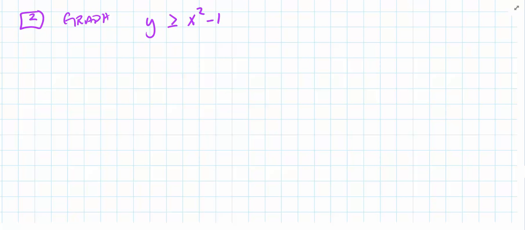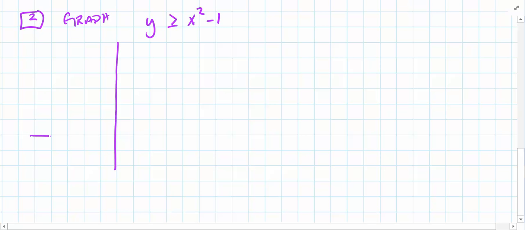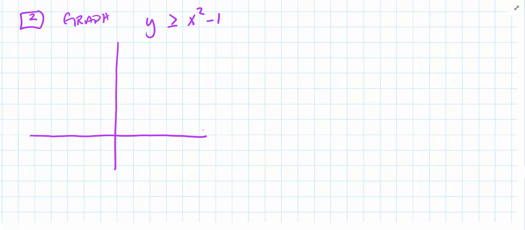All right, we want to graph the inequality y is greater than or equal to x squared minus 1. So the first thing we're going to do is give ourselves a coordinate plane. And what is this a graph of, you guys? Is this a line? It's a parabola, very good. And where has that parabola been shifted? It's been vertically shifted down 1 unit, right? Okay, good.